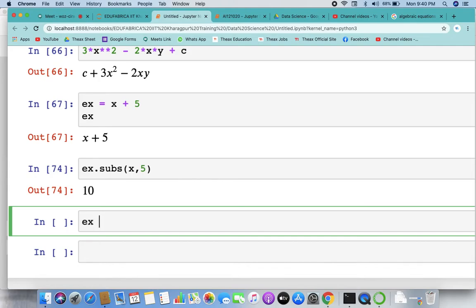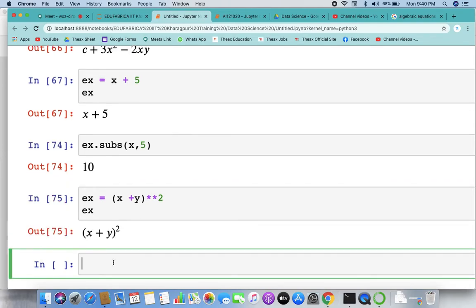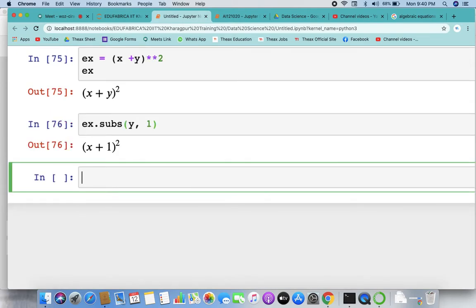I have an expression where I say x plus y whole square. This is what ex looks like. Now I say ex dot substitute. How will my equation look if I say ex dot substitute the value of y with 1? X plus 1 whole square? Yes. That is important. Equation framing and understanding the things, because unless you understand, you are not going to make anything with that.